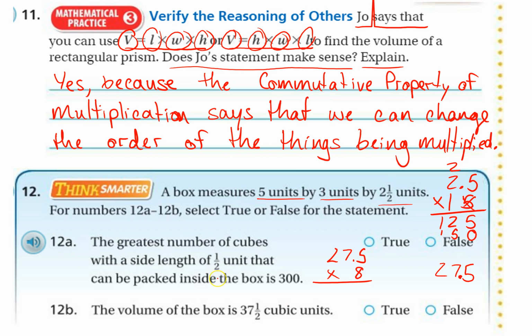Because remember, cubes with a side length of 1/2 unit have a volume of 1/8. So if the volume is 27.5 units cubed, if we multiply that by the reciprocal, 8, we should get our answer. So let's see, that's going to be 40. That's going to be 56 plus 4 is 60. It's going to be 16 plus 6 is 24.